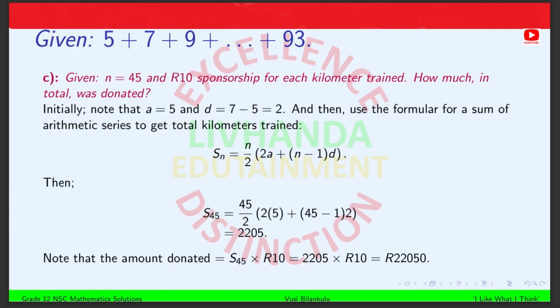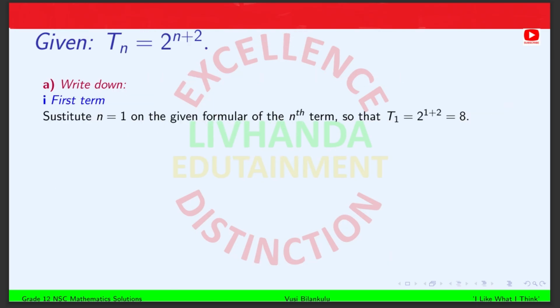Substitute values of A, D, and N into this formula so that sum of series equals 2,205. This is a total number of kilometers in training. If this is multiplied by 10 rand donated for each kilometer, then donation is 22,050.